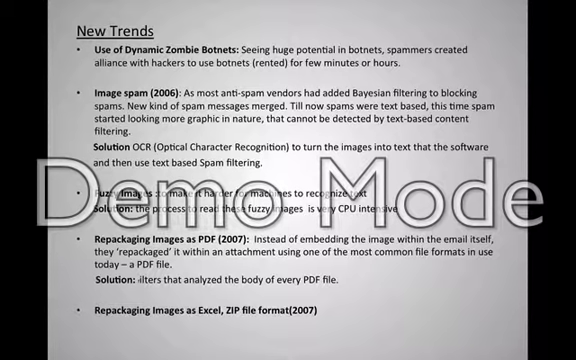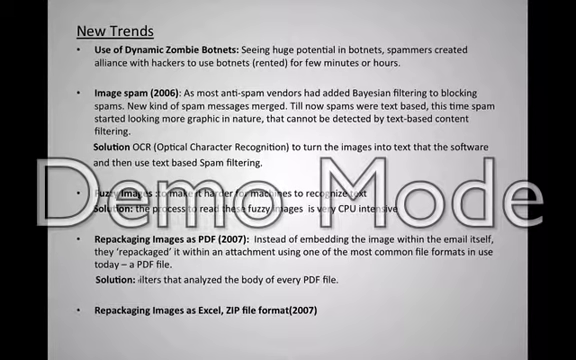Image spam was introduced in early 2006. Before that, spam was only text-based, and image spam was more graphic in nature and could not be detected by text-based content filtering. So the solution was optical character recognition. Then fuzzy images were introduced, adding noise and distortion to the image.